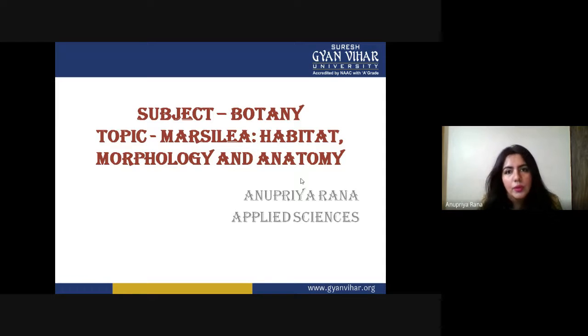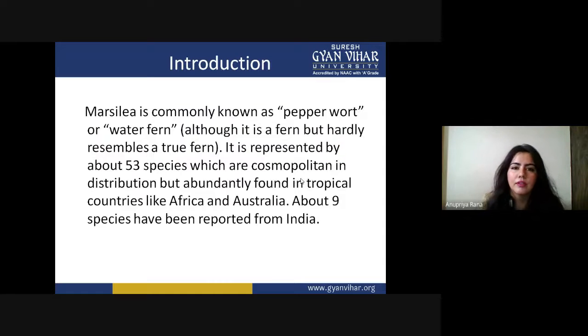Marsilea is also known as a water fern, because most of the pteridophytic plants, as Marsilea is a pteridophyte, most of the pteridophytes live as terrestrial plants, or you can say they live on the land. But some plants, like every division has some exceptions, so the pteridophytes have an exception in the name of Marsilea. So Marsilea is a bottom fern, and now we are going to see the normal features about Marsilea.